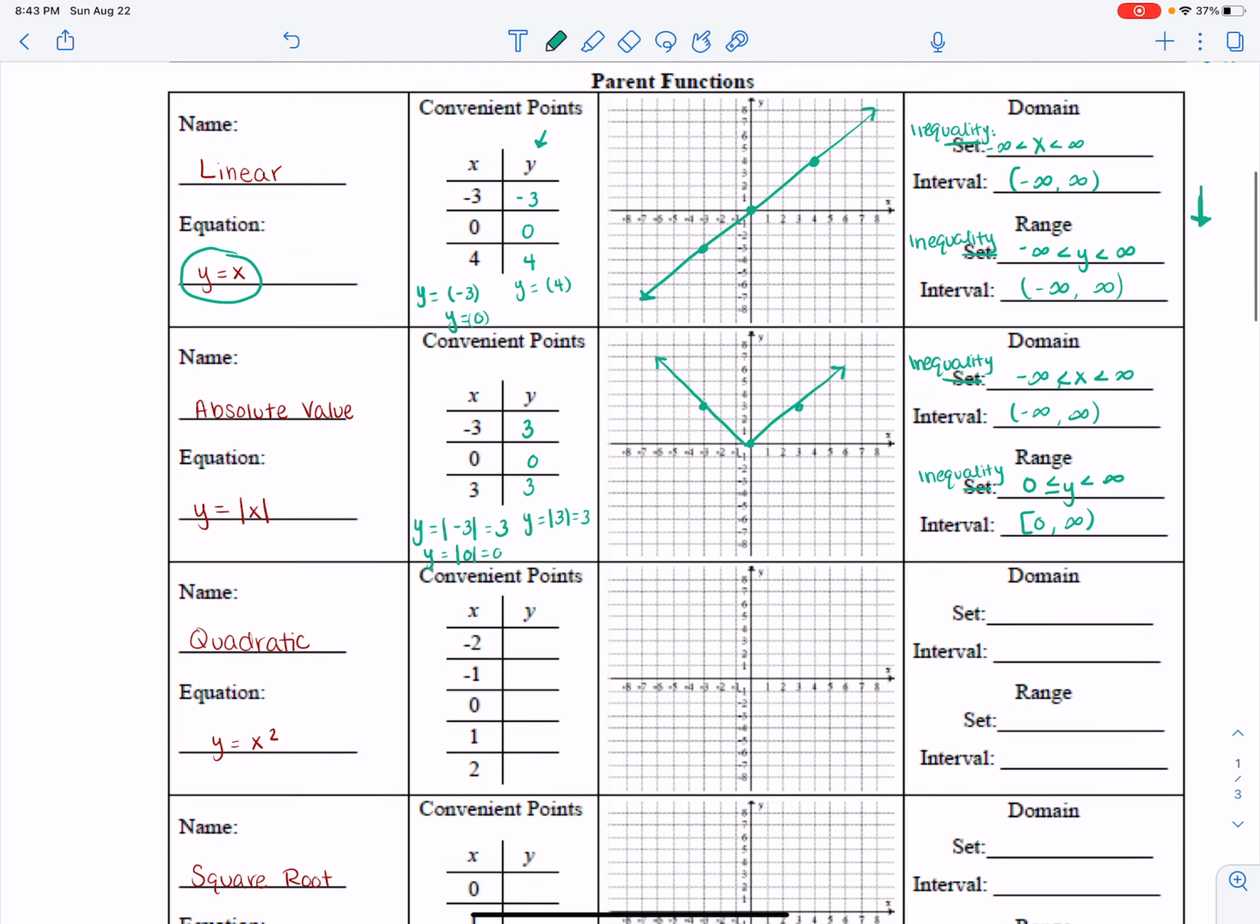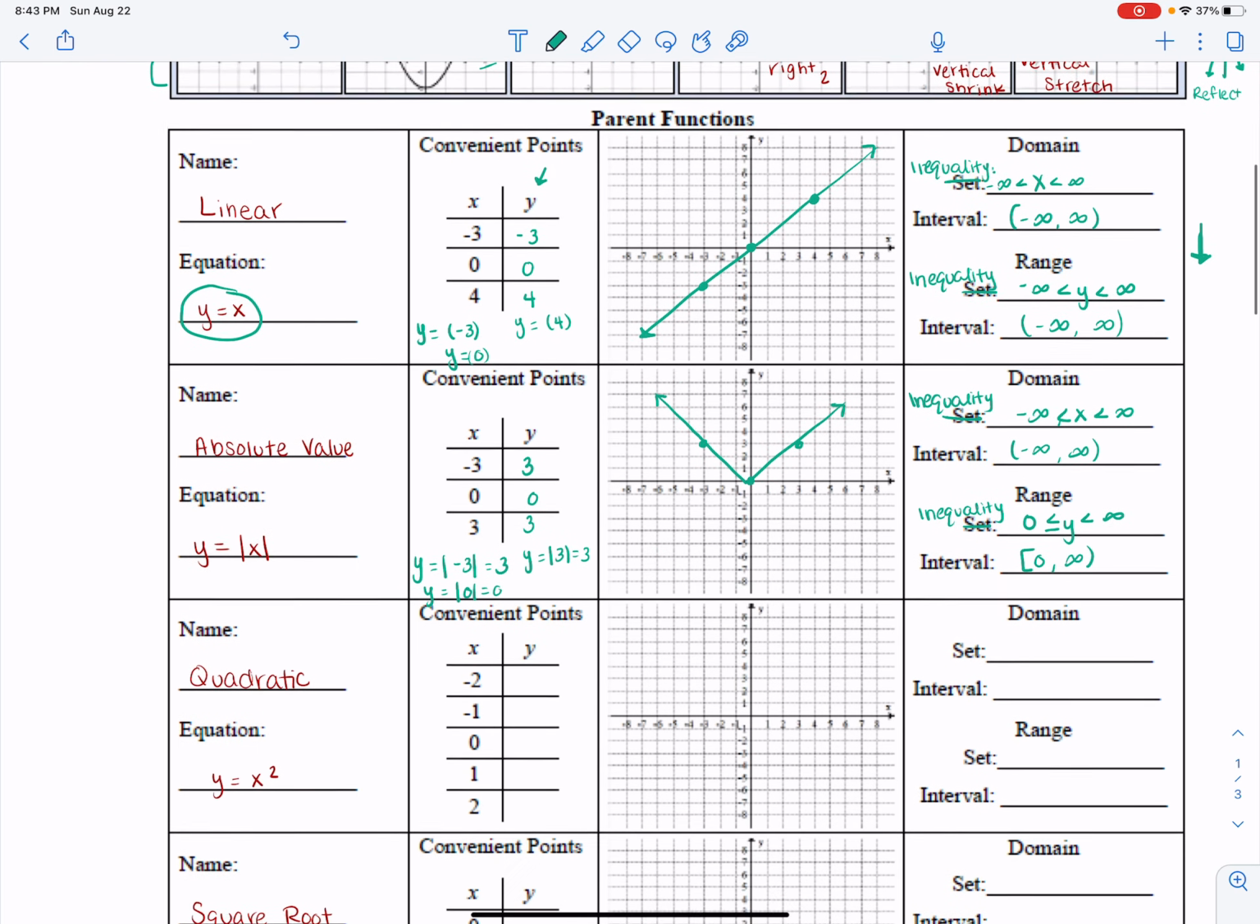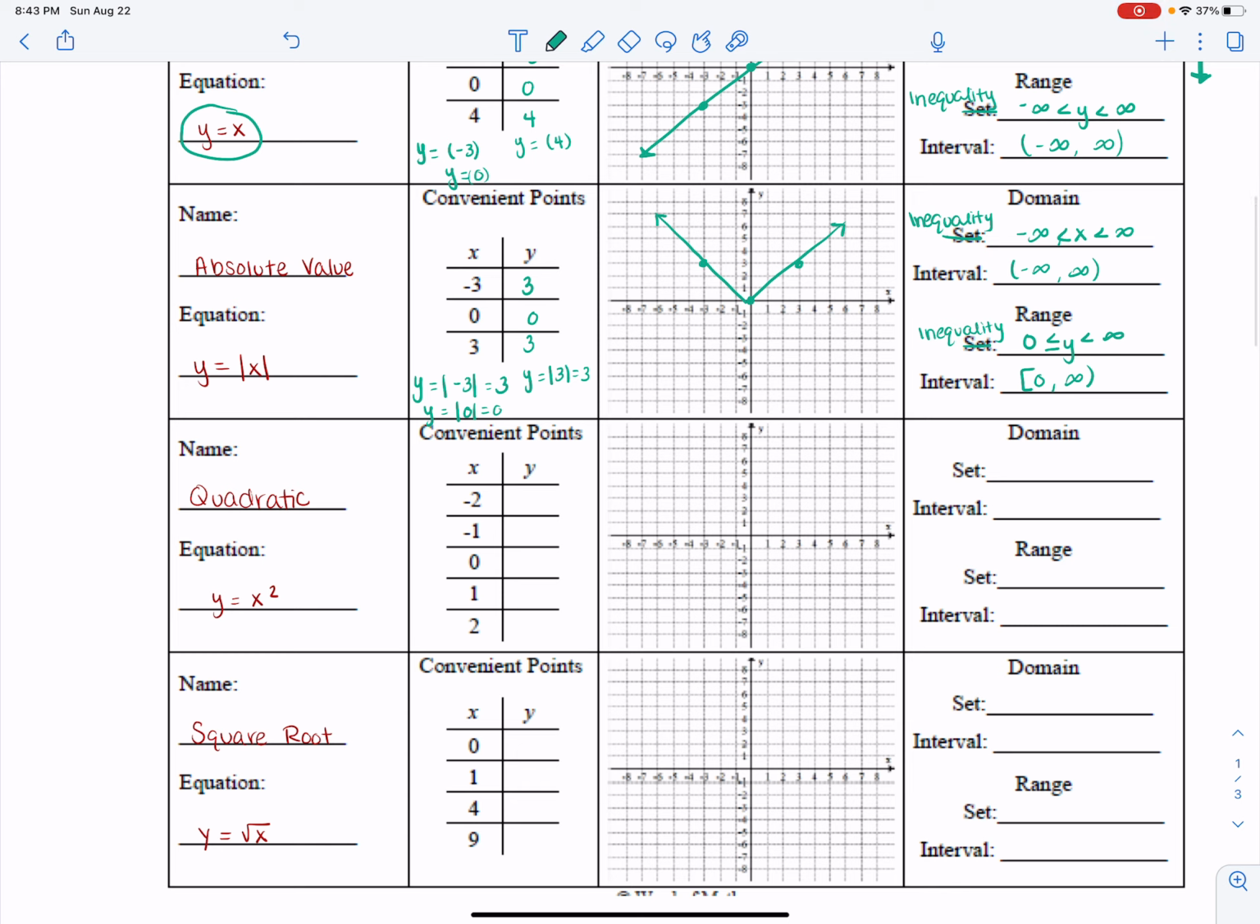Okay, now quadratic, you already have up here, but let's talk about how we get the points. The main thing to remember with quadratic is when you square a value, you have to put it in parentheses. So we're going to take y equals, instead of x squared, we've got -2 squared, which is the same as saying -2 times -2. It's +4. -1 squared is really -1 times -1, 1. 0 squared, 0 times 0 is 0. 1 squared, 1 times 1 is 1. 2 squared, 2 times 2 is 4.